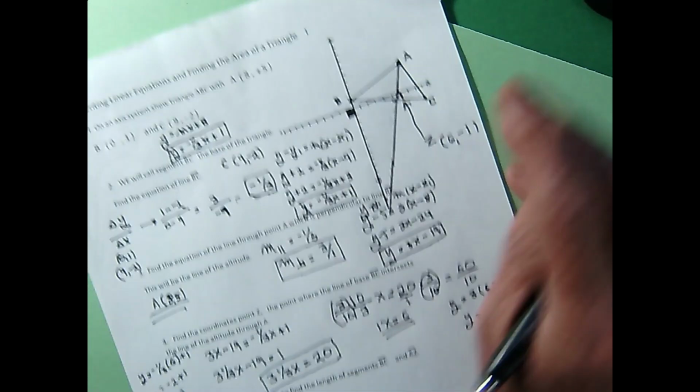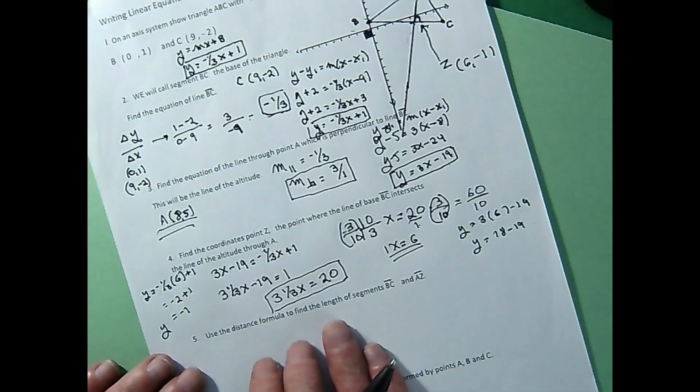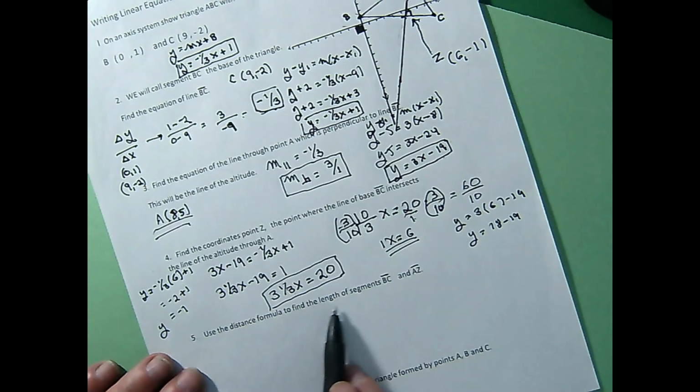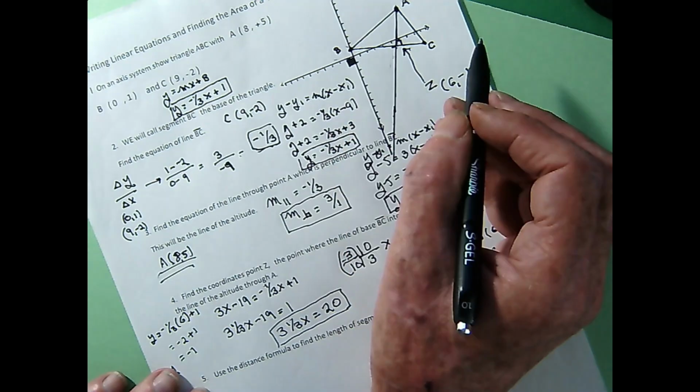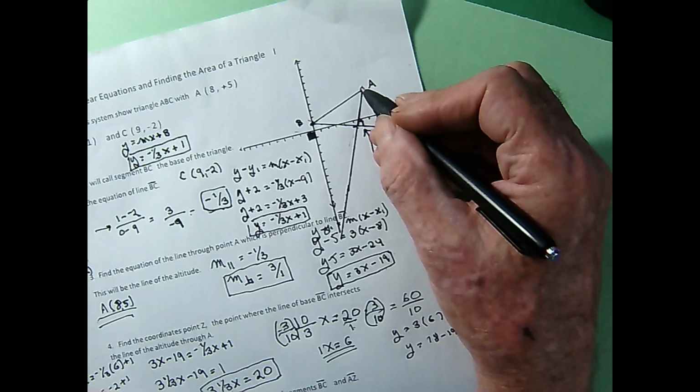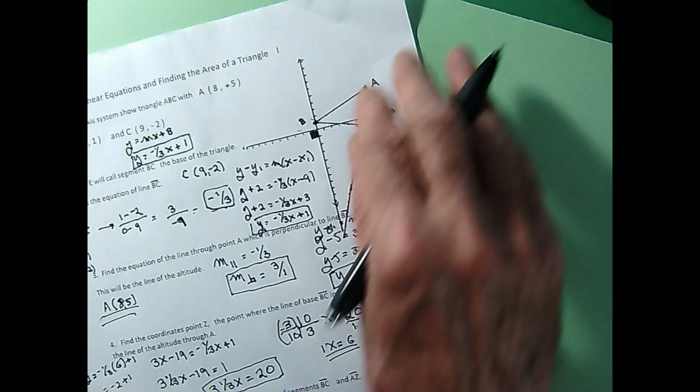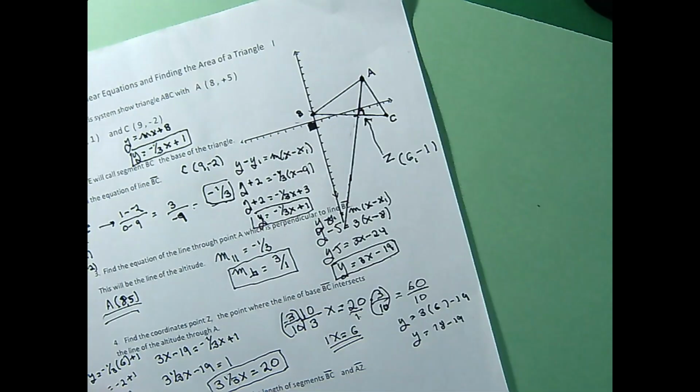Now, still we got a couple of things to figure out. Use the distance formula to find the length of segment BC and AZ. A beautiful thing happens here. We're going to find the length of BC using the distance formula, and we're going to find the length of AZ. Both of these lengths will have a square root, but the radical will be the same. It's all about the slopes of these lines.